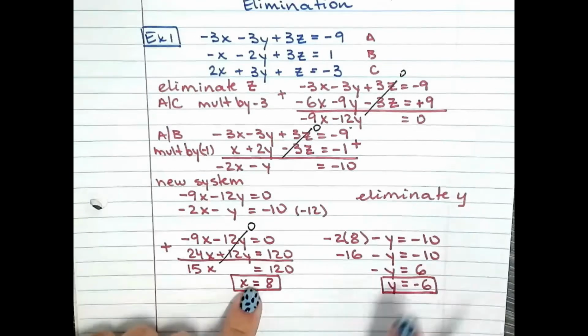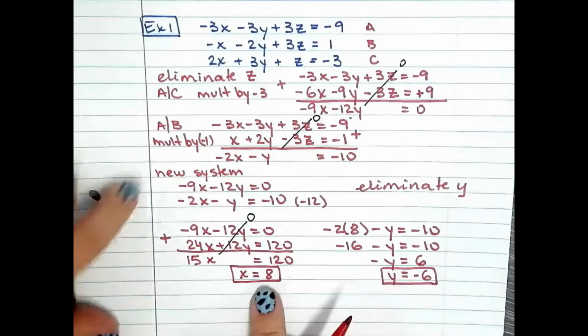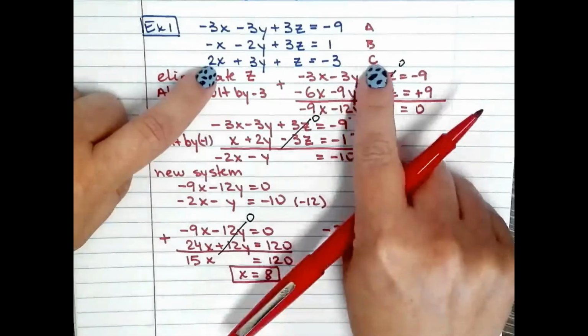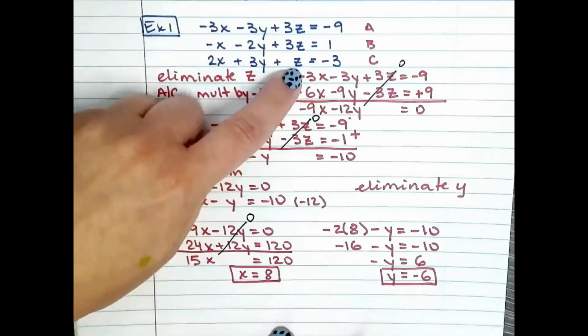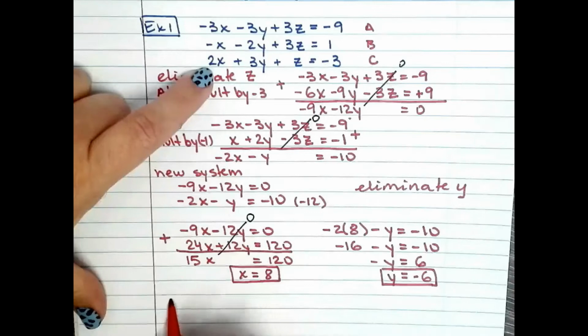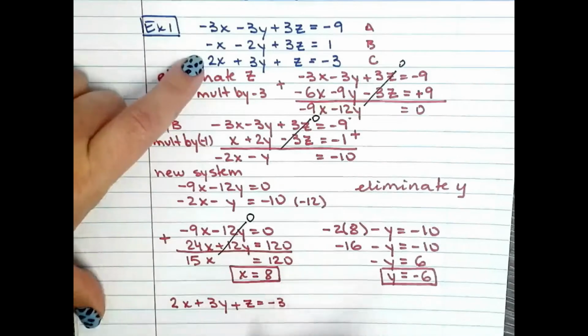So now you have x, you have y, you just need to find z. I would choose to plug into the C equation right there, just because I don't have to multiply z by anything. So 2x. But it would work on any of those.